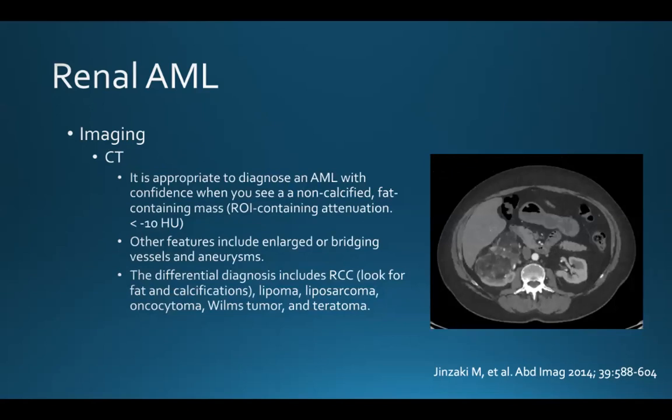On CT, AMLs can be diagnosed with confidence when you see a non-calcified fat-containing mass, and other features include enlarged or bridging vessels and aneurysms. While almost any mass can be included in the differential, we most likely are concerned about differentiating between a renal cell cancer and an angiomyolipoma, and when we see calcifications, it's more likely a renal cell carcinoma than an AML.